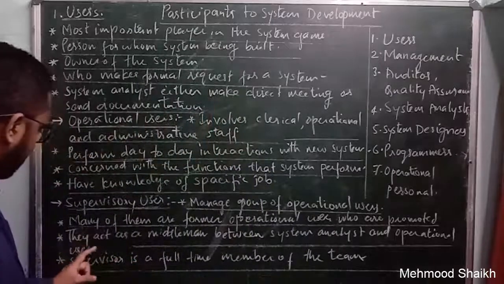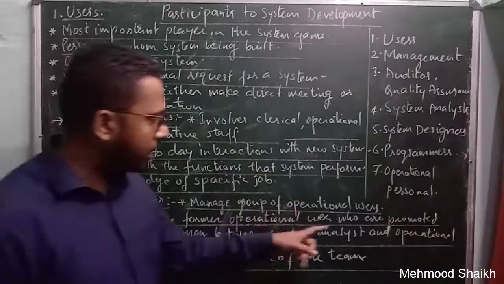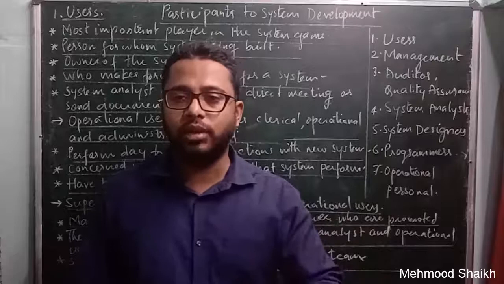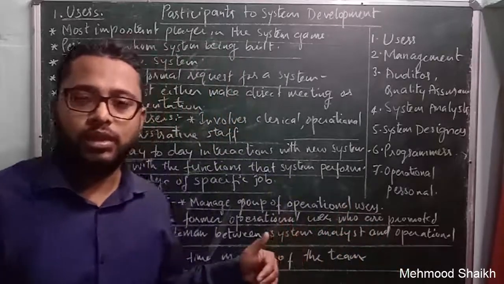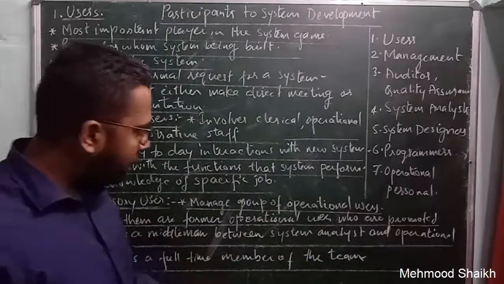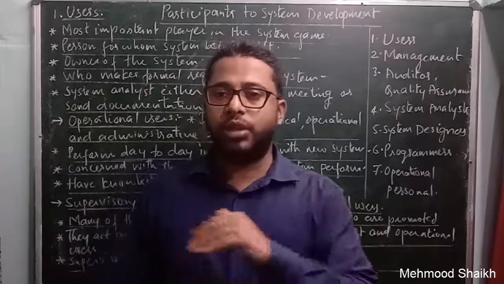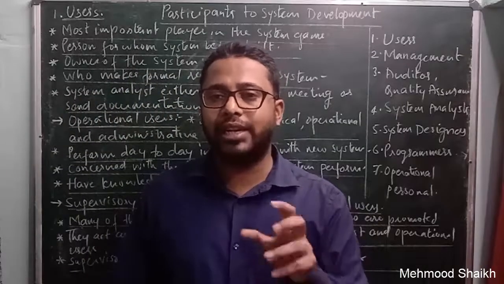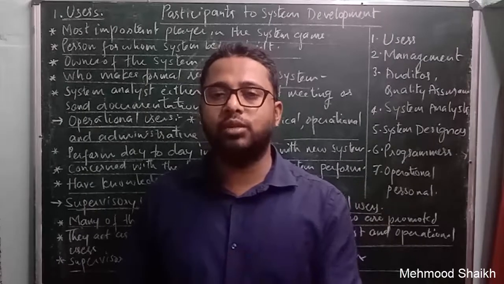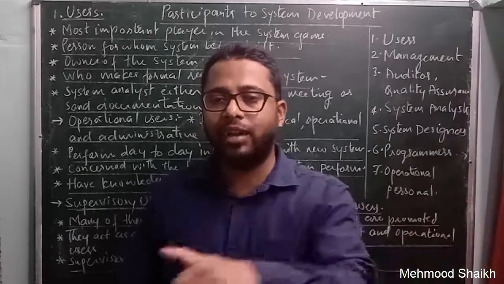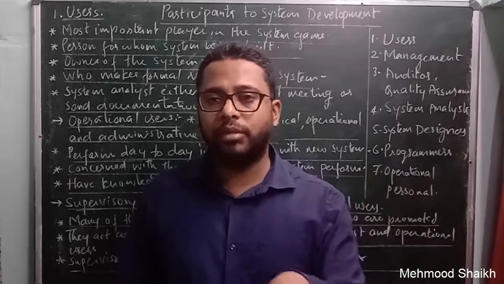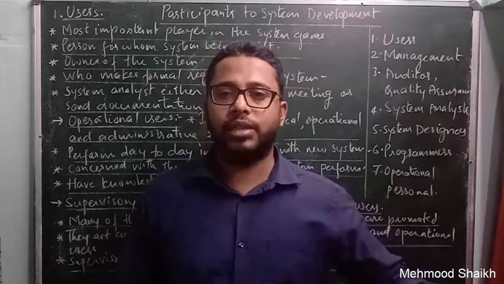Next, they act as a middleman between the system analyst and the operational users. In what way do these supervisory users act as a middleman? Because the system analyst will never directly interact with the operational users. If the system analyst wants to get the details of any task, the system analyst will approach the supervisory users, and then the supervisory users will take the data from the operational users and hand it over to the system analyst. So the supervisory users behave as a middle person between the system analyst and the operational users.